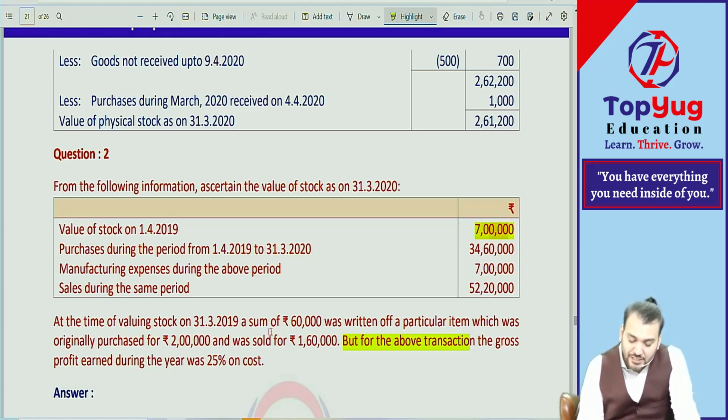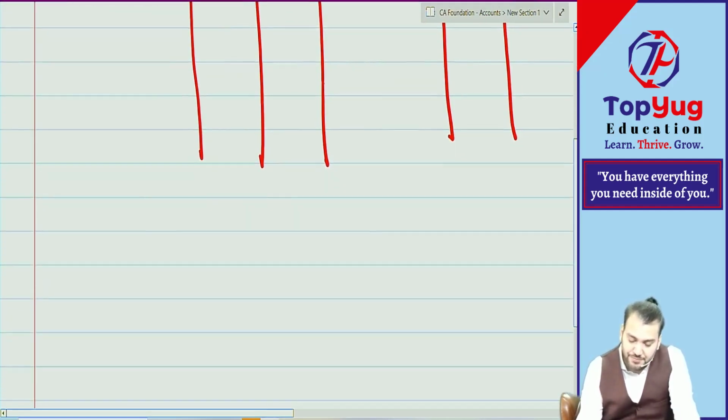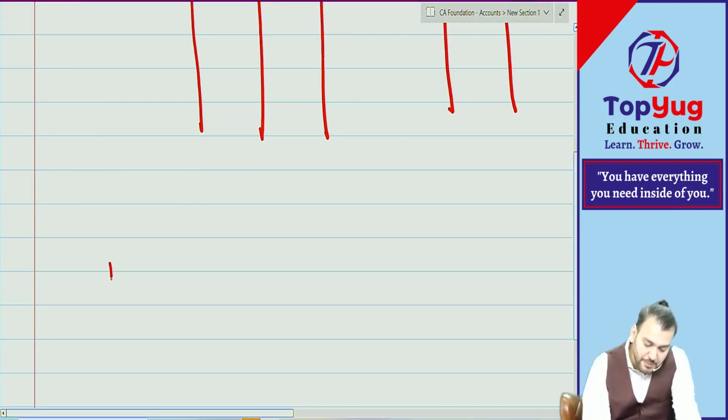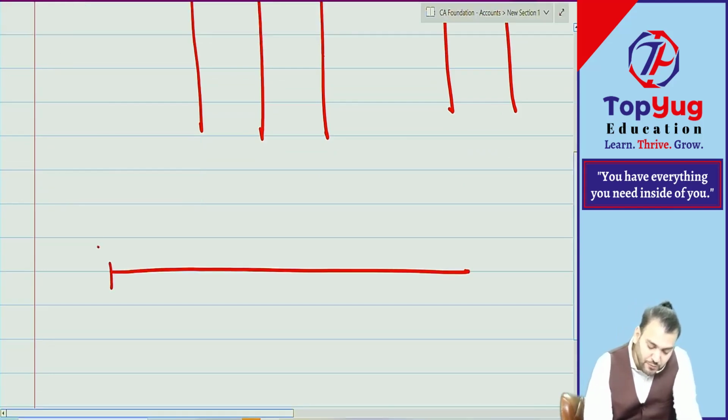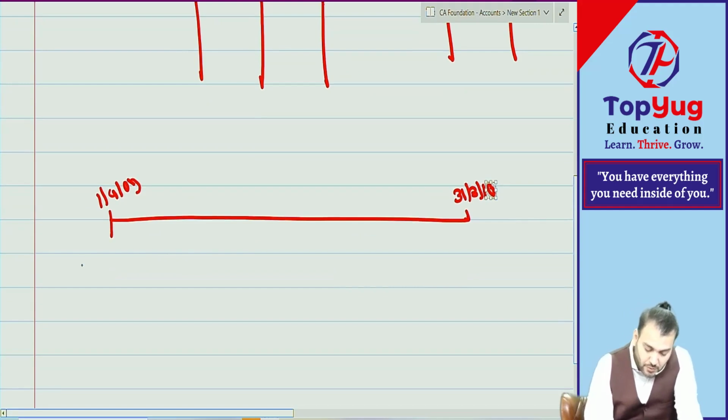They said a sum of 60,000 was written off a particular item which was originally purchased at 2 lakh. Let me draw a timeline, you will understand better. What is the opening date? 1/4. This becomes 31st March 2020. What is the opening stock given? Opening stock is given 7 lakh.